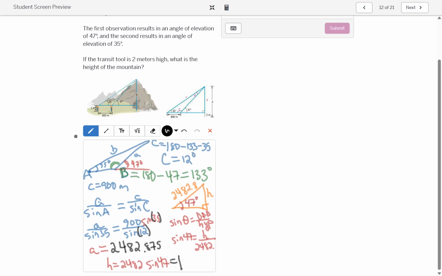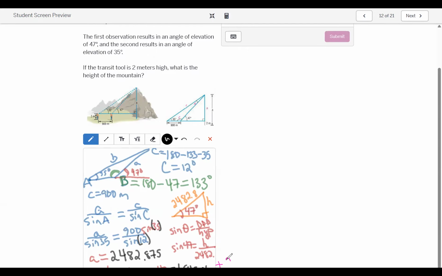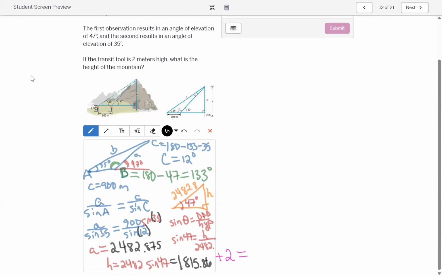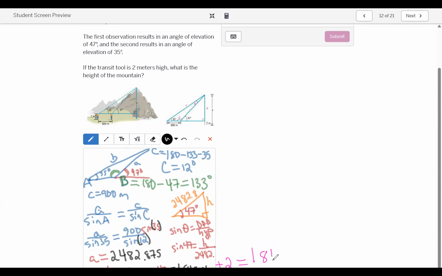All right, so crazy number still in my calculator times the sine of 47. So I get 1,815.86, but, I'm out of room, so I'm going to put this on the side. We've got to add 2. So we actually get 1,817.86.